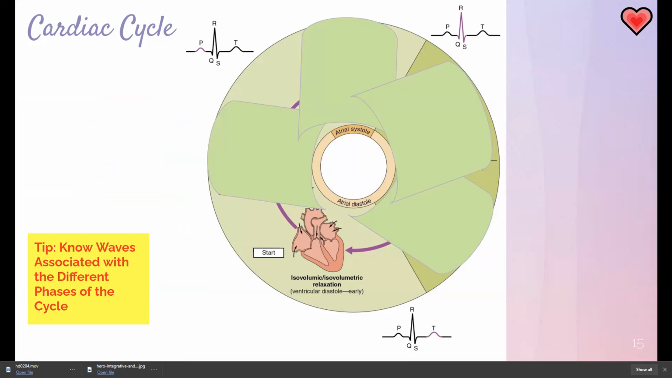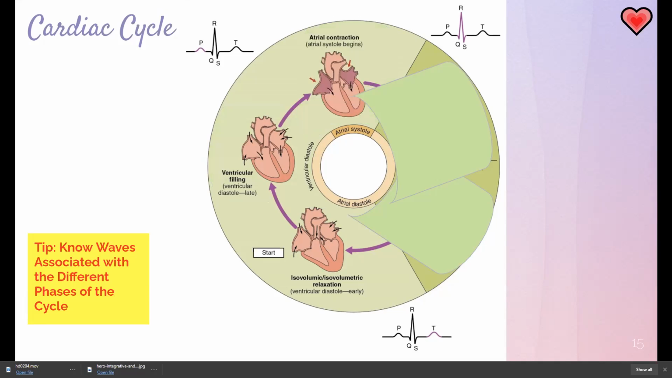So start with isovolumic or isovolumetric, it's the same thing, relaxation, and this is ventricular diastole. When diastole is being mentioned, it's referring to rest. So at this point, the heart is resting, and therefore blood can fill. Okay, so know that when the heart is resting, blood is filling into the heart. When the heart gets filled up, then it can go ahead and push that blood outward. And to push the blood outward, you would want to go through atrial contraction, right?